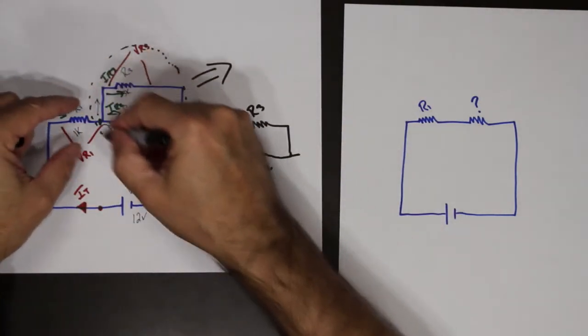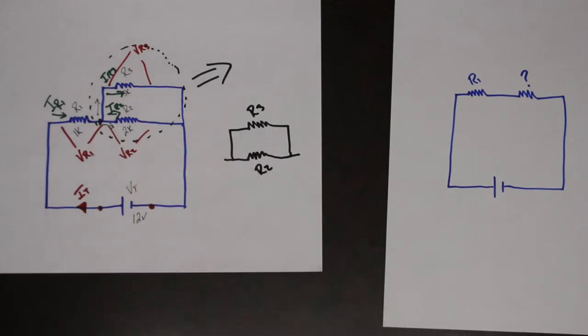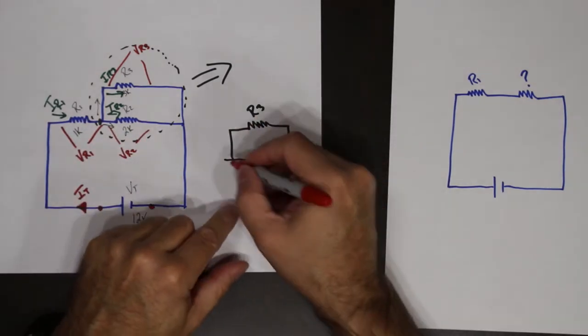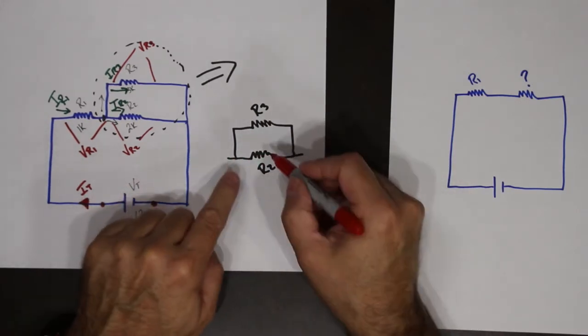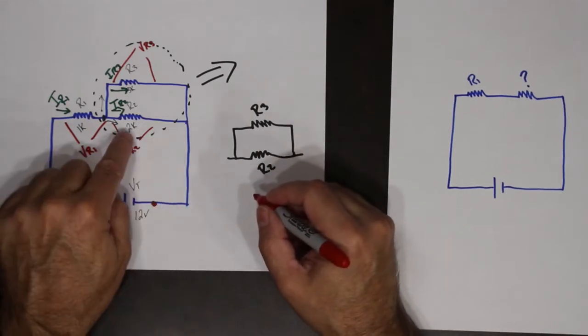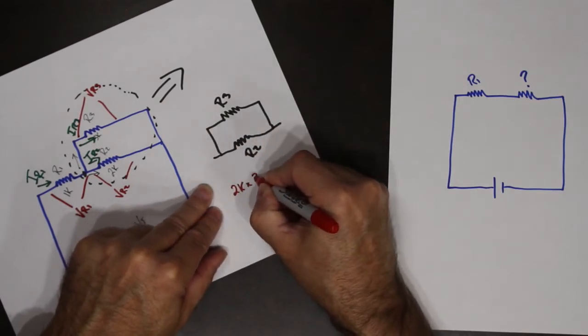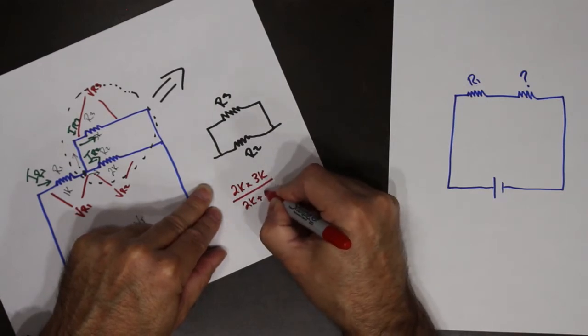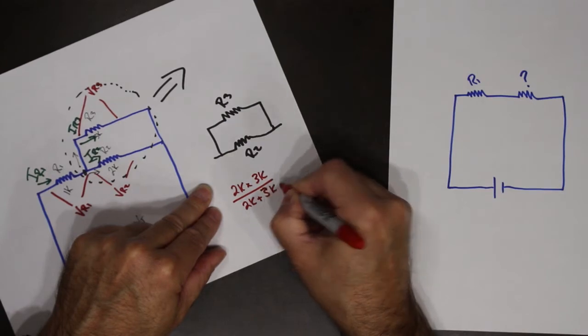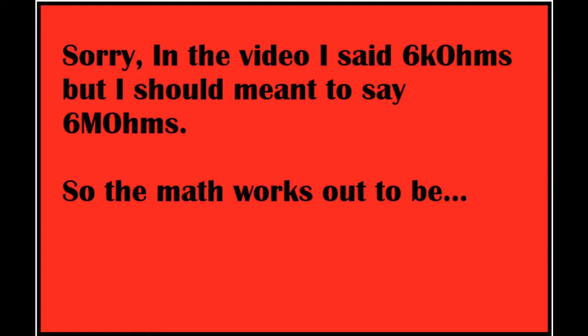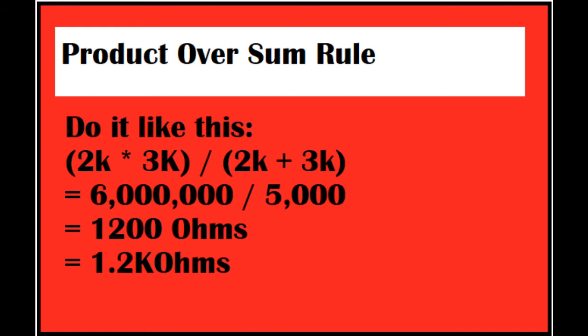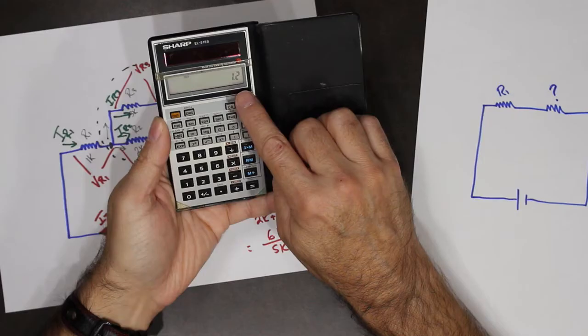So what I'm doing is extracting that part. I'm going to find out what the resistance is of that parallel circuit, just those two resistors in parallel. We've got a 2K and a 3K. So our rule was product over sum: 2K times 3K divided by 2K plus 3K, which is 5K. So that equals 6 over 5, which is 1.2K.